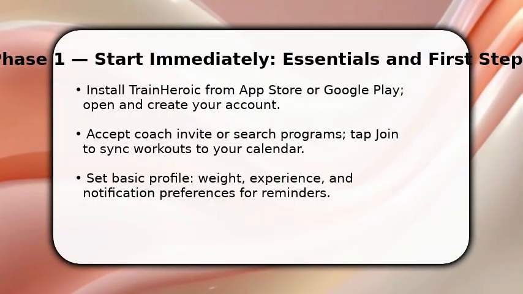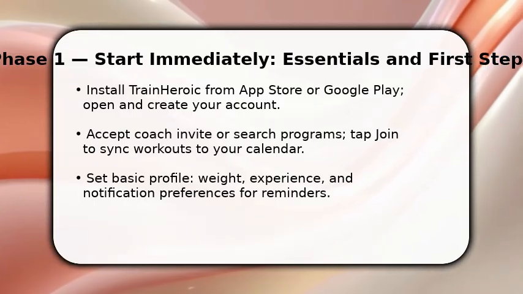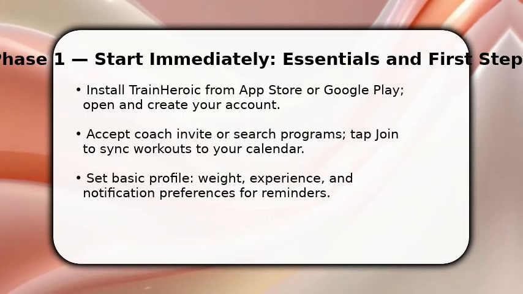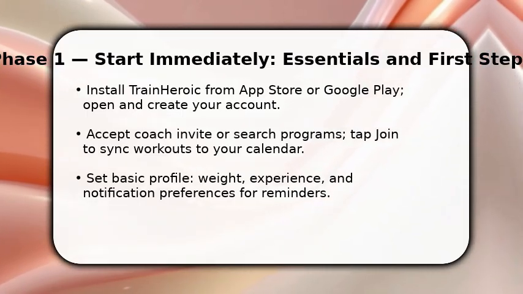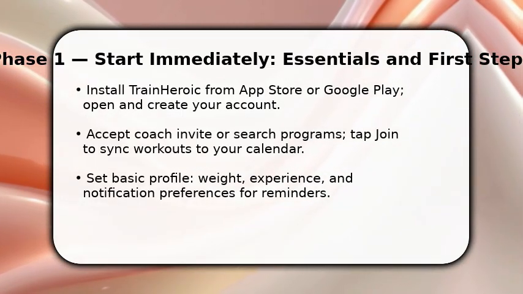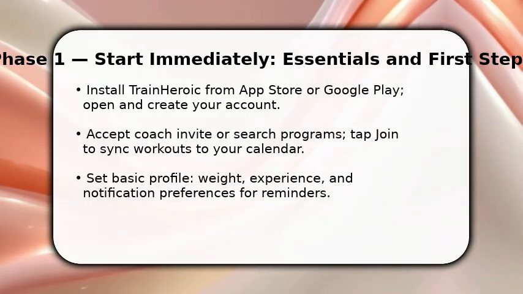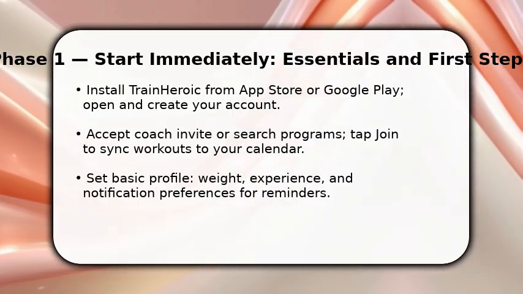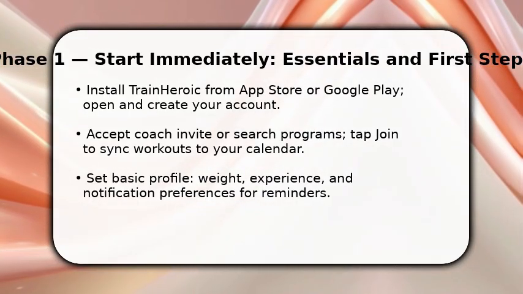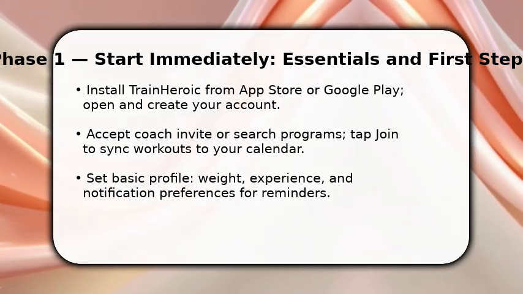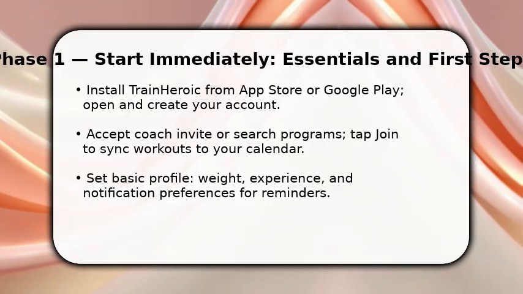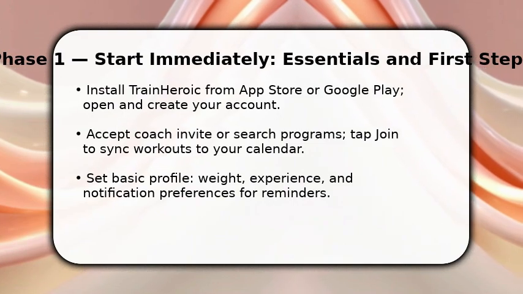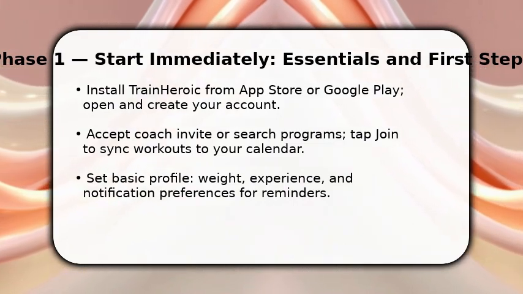You begin by installing Trainheroic and creating an account. This gets your identity into the system so progress saves. Once done, accept your coach's invite or browse and join the program you were assigned, because joining links workouts to your calendar. Make sure to complete the basic profile, weight, training experience, and notification settings, since those values tailor percentages and reminders. Also grant permissions for notifications and health data, so the app can track and prompt your sessions.